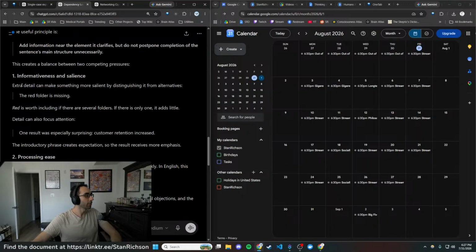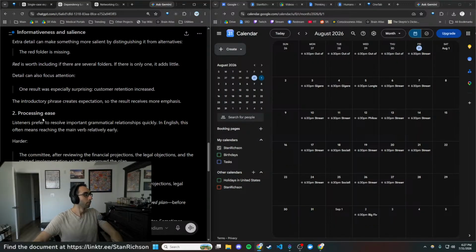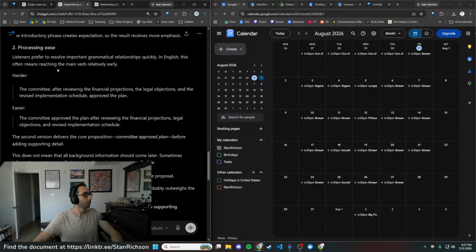Informativeness and salience. Extra details can make something more salient by distinguishing it from alternatives. Processing ease. Listeners prefer to resolve important grammatical relationships quickly. In English, this often means reaching the main verb relatively early. So it would be harder to do the committee and then you say a bunch of stuff and then approve the plan. Or you could say the committee approved the plan after reviewing the financial projections, legal, blah, blah, blah. So it just makes it easier.